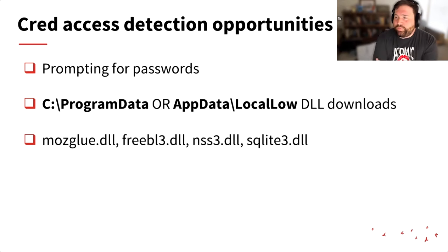Some of the most reliable ways that we found to go find Vidar, StealC, and other malware types like that, we would look for specific DLL downloads in a ProgramData folder. Or for Raccoon in specific, it was AppData Local Low folders. Those were very reliable for us to go find some of those stealers.